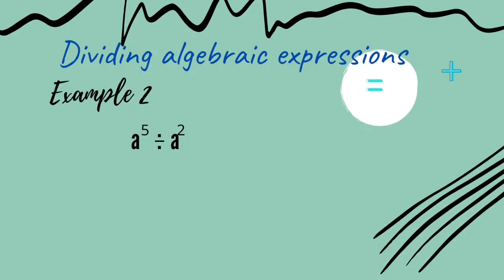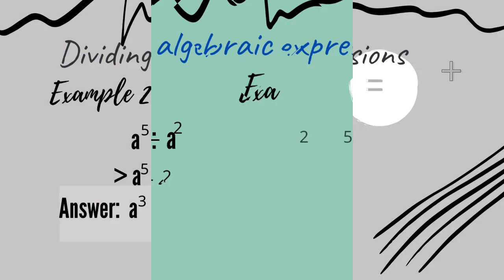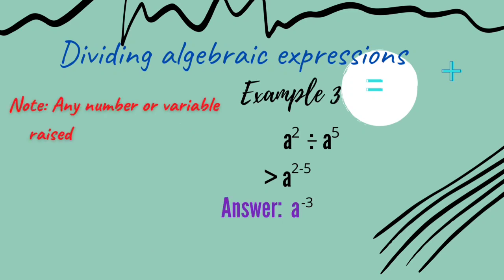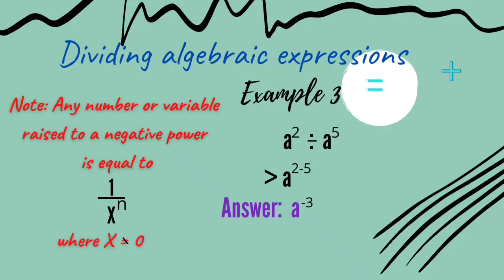Okay, so next, let's do number 2. So what is your answer? If your answer is a raised to the power of 3, you are correct. Next, example 3. What is your answer? If your answer is a raised to the power of negative 3, then you are correct. Note that any number or variable raised to a negative power can be written as 1 over the variable and its power, or 1 over x raised to the n power, where x is not equal to 0.